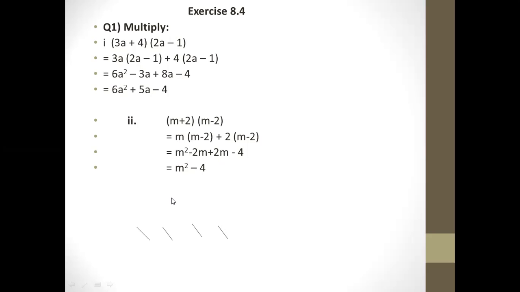Now come to the next part. Next part is fourth part. Third part is your homework. You will do it by yourself.